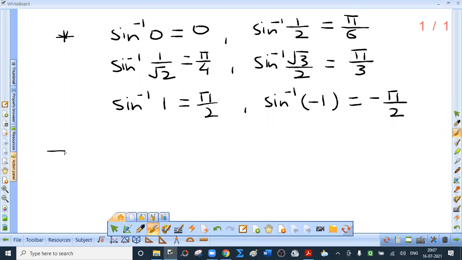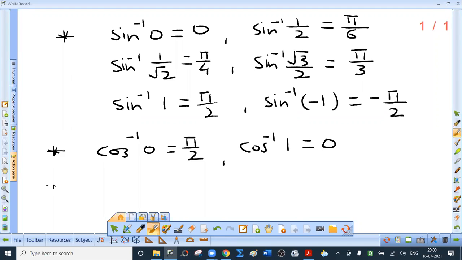Then you have to remember for cos also. What is cos inverse 0? It is the angle whose cosine ratio is 0. Cos 90 degree is 0. So this is pi by 2. Then what is cos inverse 1? Cos inverse 1 is the angle whose cosine ratio is 1. Cos 0 is 1. So it is 0.